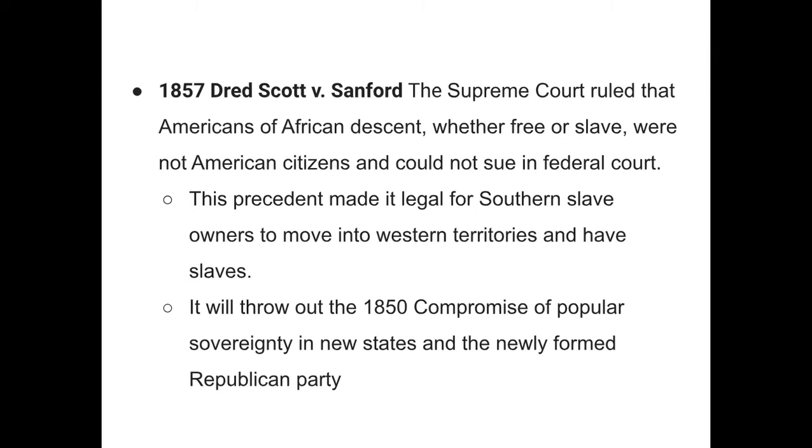And the Supreme Court ruled that African Americans, whether they were free or slaves, were not American citizens, and they could never ever sue the federal government. They could never ever vote in national elections. This was an enormous decision because it broke precedent.